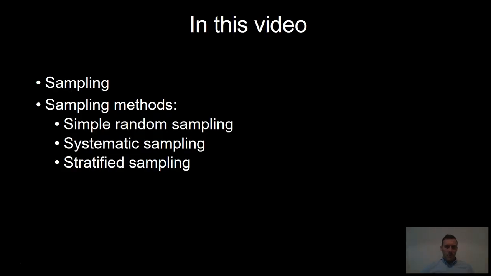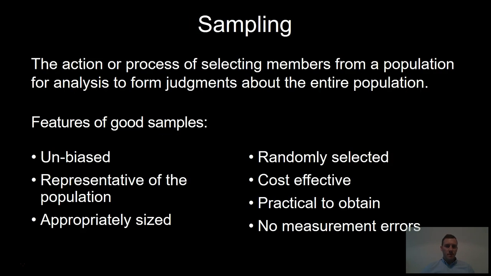In this video, we'll look at sampling methods including simple random sampling, systematic sampling, and stratified sampling. The action or process of selecting members from a population for analysis to form judgments about the entire population is called sampling. The features of a good sample are listed here, and I went through them in more detail in my video on data collection. Please watch that video if you need further information on any of these.